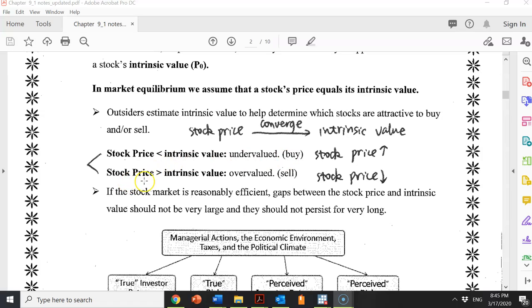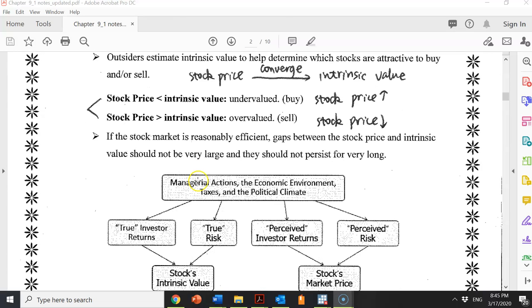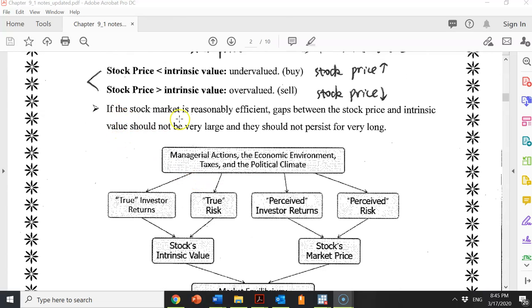And when stock prices are above the estimated intrinsic value from the model, we know that this stock is overvalued, and it's a good sell because the stock price is going to go down in the future to converge to the intrinsic value. If the stock market is reasonably efficient, gaps between the stock price and intrinsic value should not be very large, and they should not persist for very long.